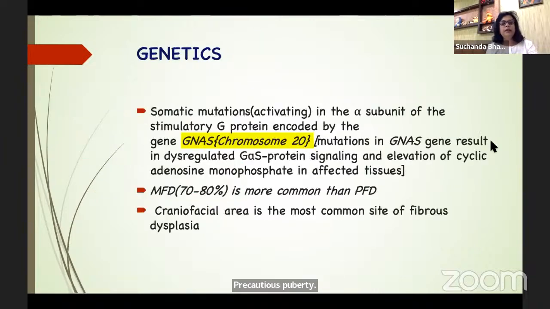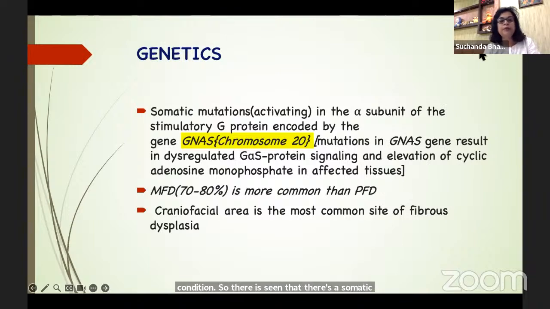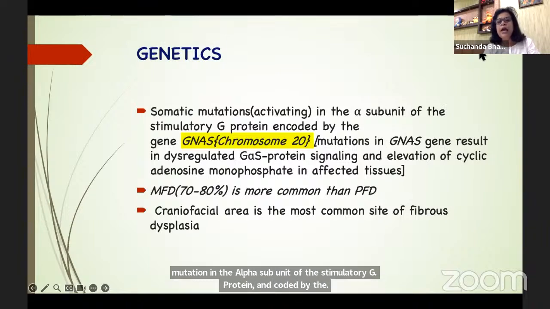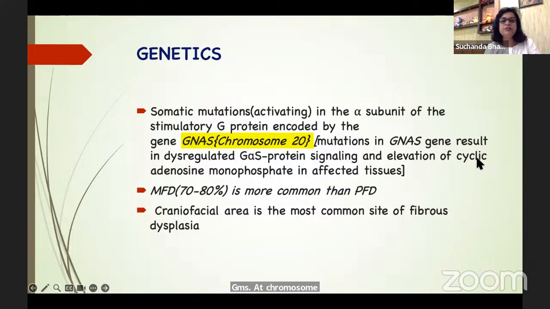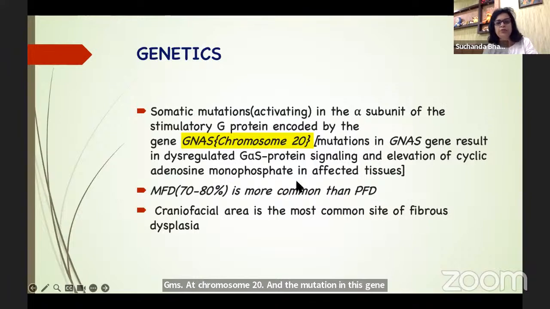So there is a genetic attribution to this condition. There is a somatic mutation in the alpha subunit of the stimulatory G protein, encoded by the GNAS gene at chromosome 20, and the mutation in this gene results in dysregulated G alpha S protein signaling and an elevation of cyclic adenosine monophosphate in affected tissues.